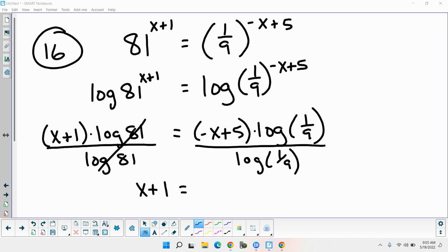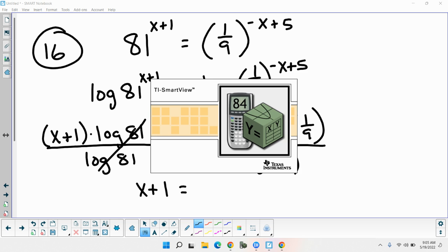And in my calculator, oops, why did I put 1/9 over there? What should that be? 81. Yeah, 81. Calculator. Sorry about that. But you guys caught that, right?